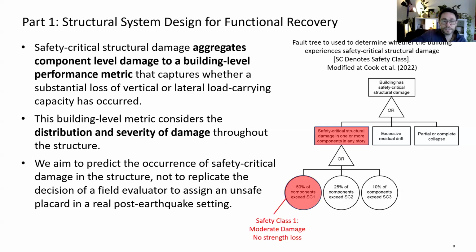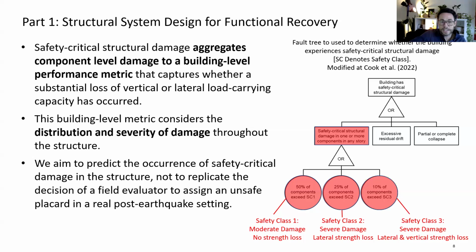So for instance, a safety class of 1 includes moderate damage that doesn't cause the loss of lateral load carrying capacity. A safety class of 2 includes severe damage that does result in the loss of lateral load carrying capacity. And a safety class of 3 includes severe damage that leads to both the loss of lateral and gravity load carrying capacity in the component. So the more severe the safety class, the lower the percentage of components that we can tolerate before triggering safety critical structural damage.